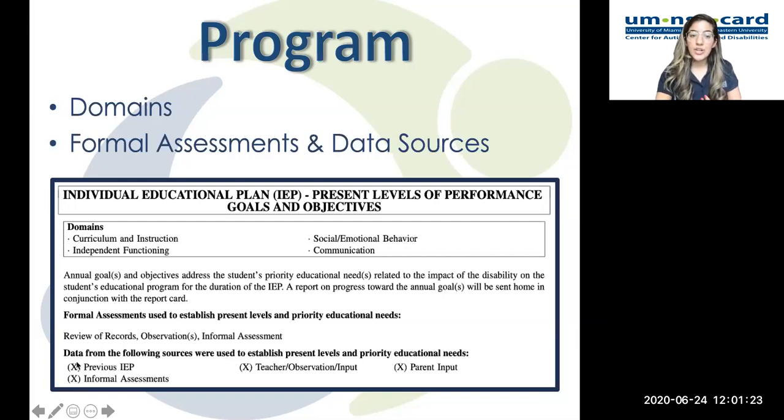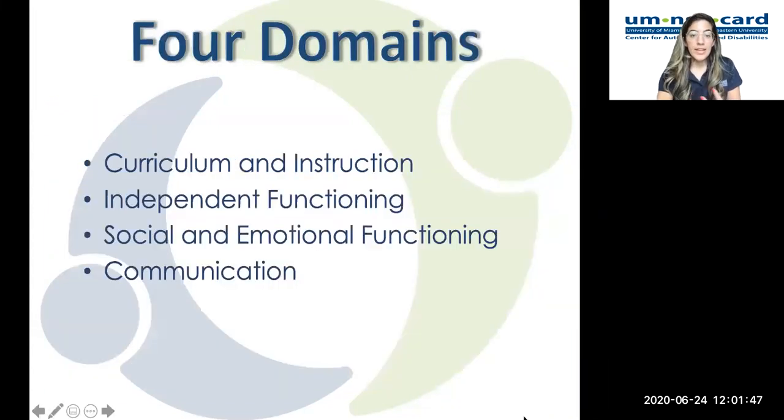Then they also include a section on where the data is sourced from. Again, you see the specific areas from formal. So the previous IEP, teacher observation and input, the parent input, informal assessments, so on and so forth. Again, this is all specific to your child and whatever has gone on in the school year. Here again are the 4 domains. Curriculum and instruction is everything academic. Independent functioning is more so those daily life skills, daily living skills, social and emotional functioning, and then of course, communication.